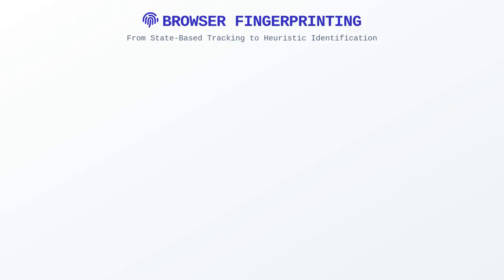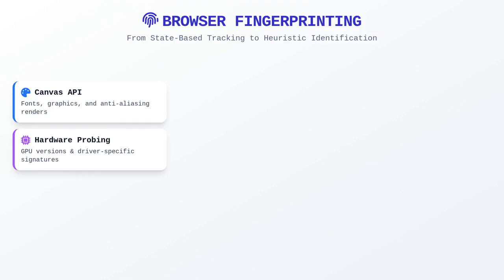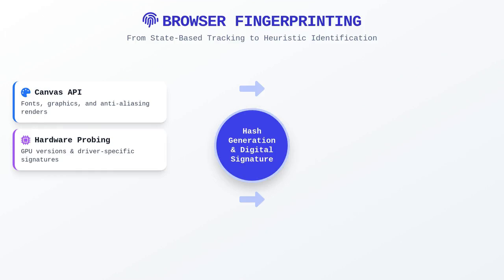Browser fingerprinting takes this passive tracking approach to a significantly higher technical level by querying hardware and software configurations. Instead of relying on stored identifiers, scripts can probe the Canvas rendering API to determine how specific fonts, graphics, and anti-aliasing settings are rendered on a machine. Because different GPUs and driver versions produce microscopic differences in these renders, the resulting hash acts as a unique digital signature for that specific device.